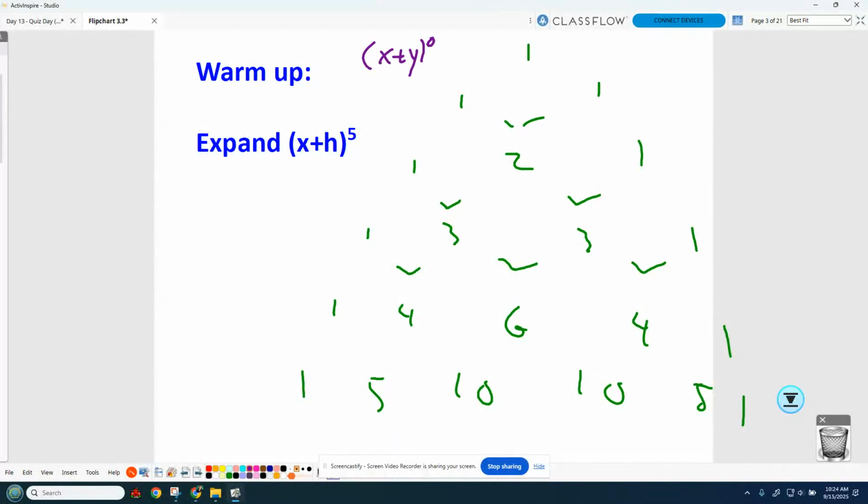x plus y to the 0 is just 1. x plus y to the first is 1x plus 1y. And he said, I don't remember how to get the coefficients, but I know the exponents do this. x plus y squared is 1x squared, and I'll write it because he said it. The power of one starts at the high and the other one starts at the low. So x squared, y to the 0, x to the 1, y to the 1, dot, dot, dot.